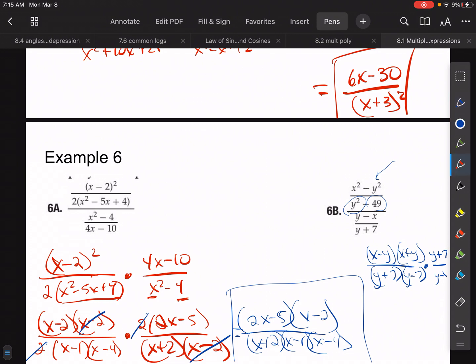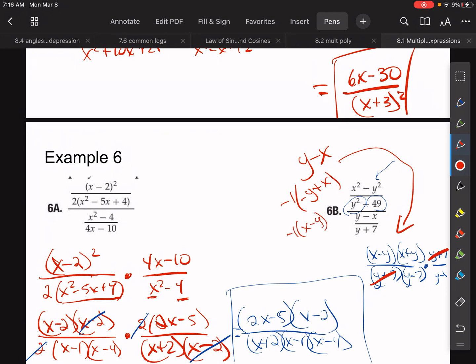Okay, so real quick, I can cancel this, but then I have y minus x, right? So what I want to do is, for that y minus x, I want to see if I can make it look like one of these things to cancel it. So if I take a negative 1 out of that, I'm left with negative y plus x, which is negative 1 times x minus y, right? So I can do that for this piece right here and cancel it with this one. And so when I do that, I'm left with x plus y in the numerator, and then in the denominator I have y minus 7.